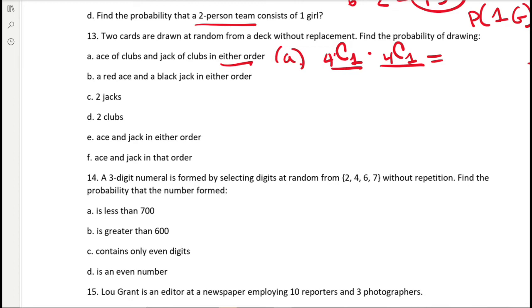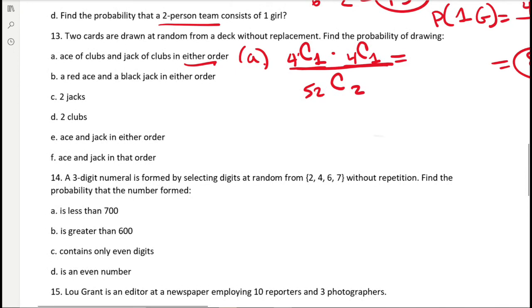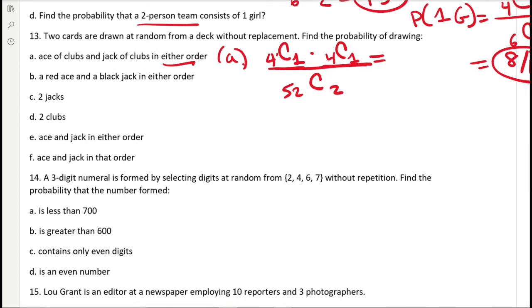And that's our numerator. Since we want a probability, we need to divide this by the denominator, which is the total number of ways. How many total ways do we have? Well, there are 52 cards, and we're choosing only two cards. So in this case, if we were to reduce this fraction, I'm going to show you the final result. If you reduce this fraction, you get 1/1326.